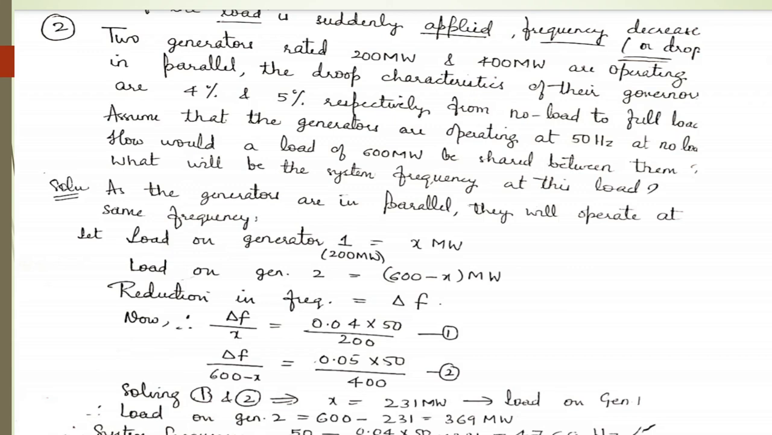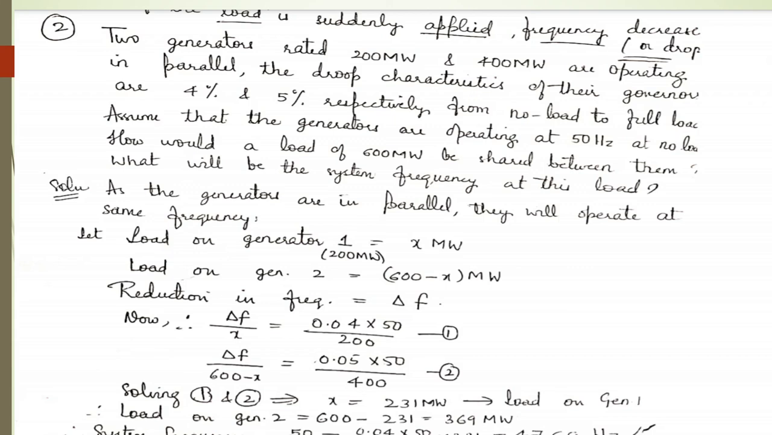Now second question. Two generators rated 200 megawatt and 400 megawatt are operating in parallel. The droop characteristics of their governor are 4% and 5% respectively from no load to full load. Assume that the generators are operating at 50 Hz at no load. How would a load of 600 megawatt be shared between them? What will be the system frequency at this load? Let us see the solution.